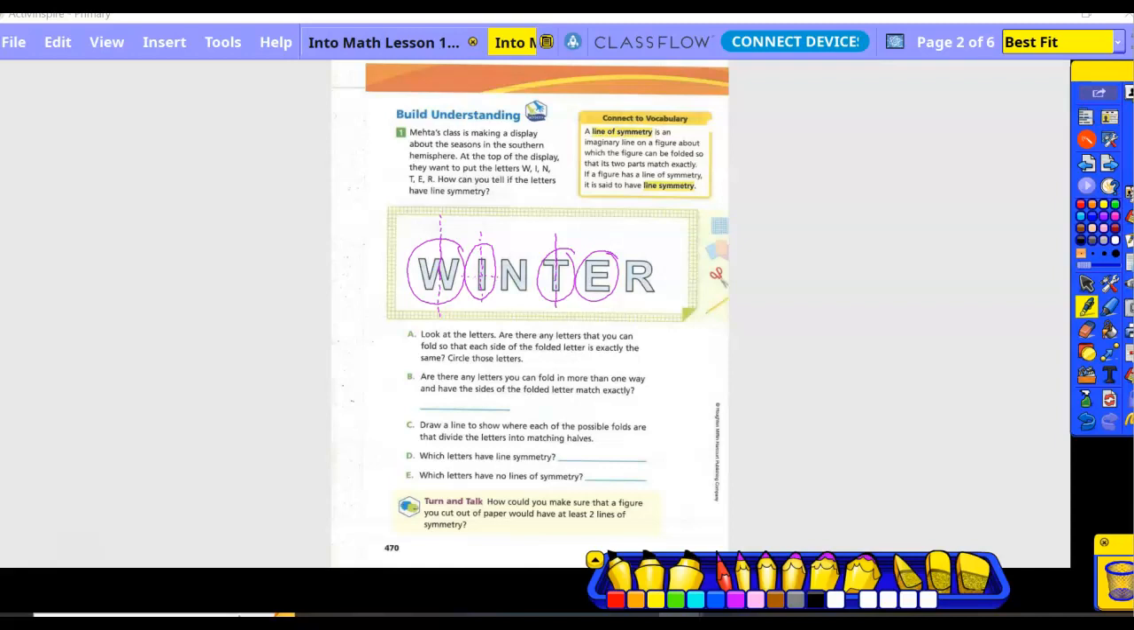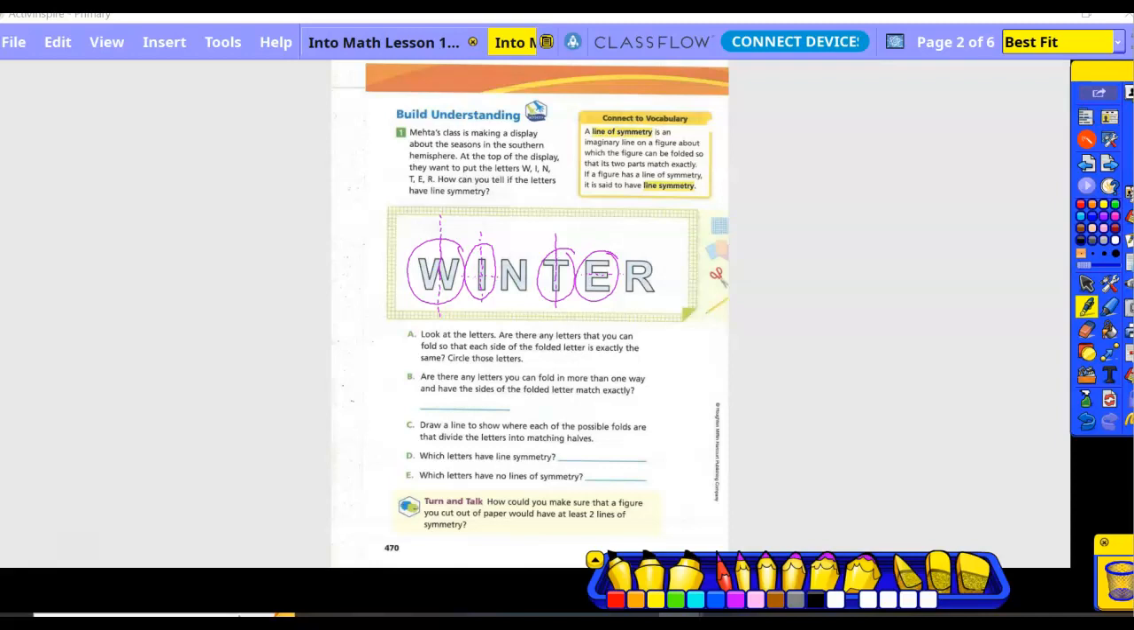E, vertical or horizontal? Horizontal. Okay, so letter D, which letters have lines of symmetry? We circled them, right? So W, I, T, and E, correct? Yes, no? Okay, which do not have lines of symmetry?